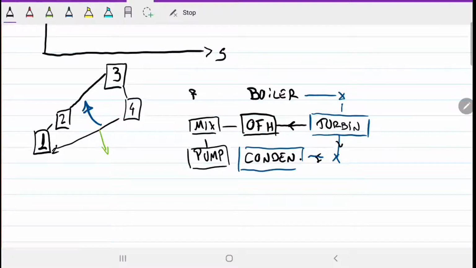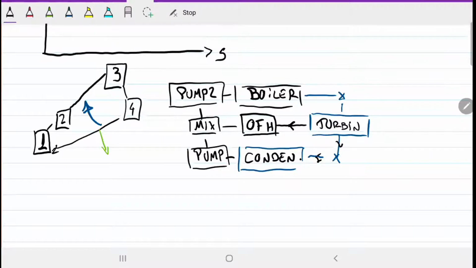And then we're going to need a second pump over here so that we can have this compressed. Okay, so how will this work? Well, like before, we're going to start down here on a state of saturated liquid. We're going to put that through the pump.